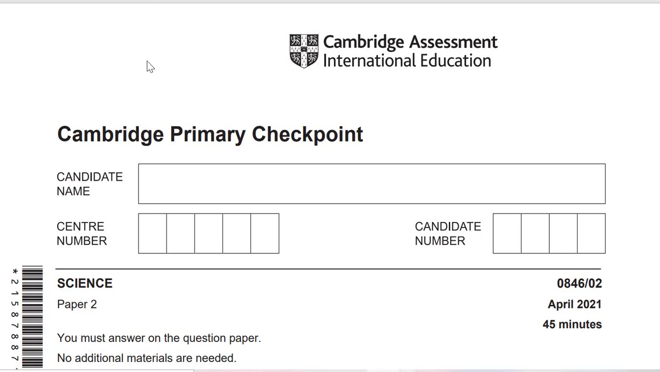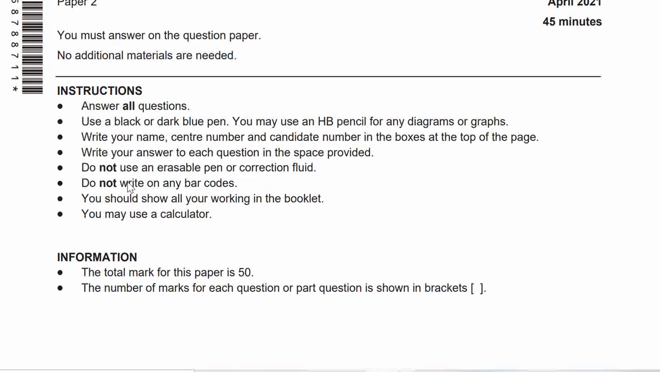Hi guys, today we are going to discuss Cambridge Primary Checkpoint, Science, Paper 2, Paper Code 0846/02, Past Paper, April 2021. This test is for 45 minutes. First, let's scroll all over the questions.